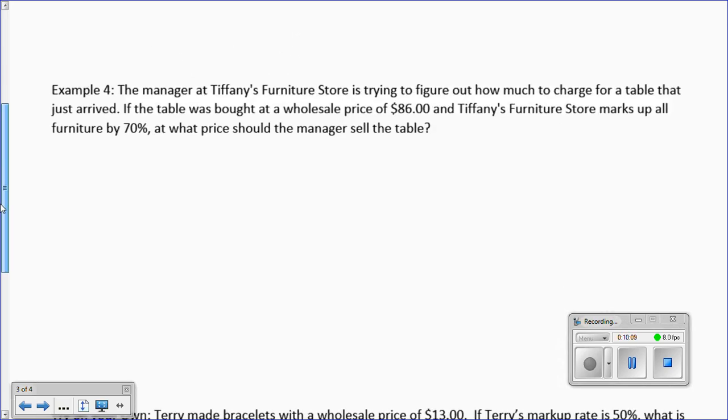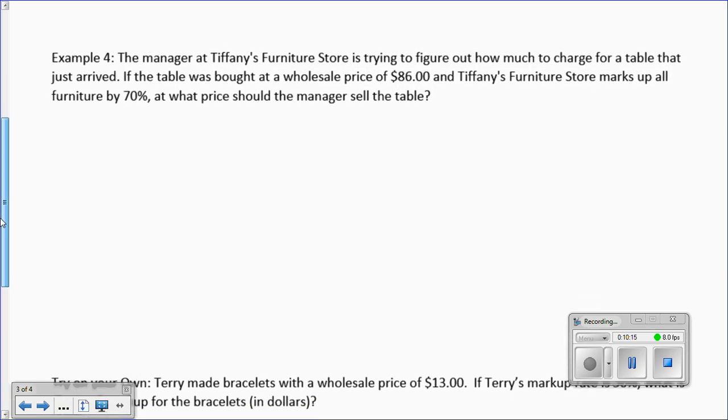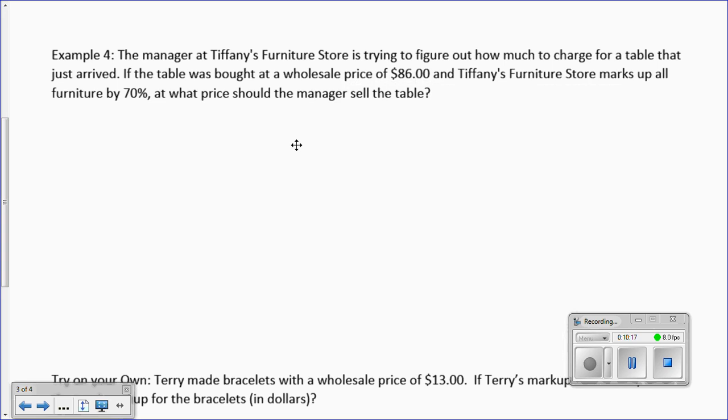Now, example 4, the manager at the Tiffany's furniture store is trying to figure out how much to charge for a table that just arrived. If the table was bought at a wholesale price, so that's how much it costs just to make, $86, and Tiffany's furniture store marks up their furniture by 70%. At what price should the manager sell the table? So what we need to do is find what 70% of the $86 is. Okay? And then what we're going to do is add that to the $86.